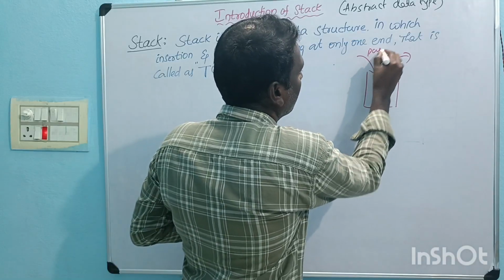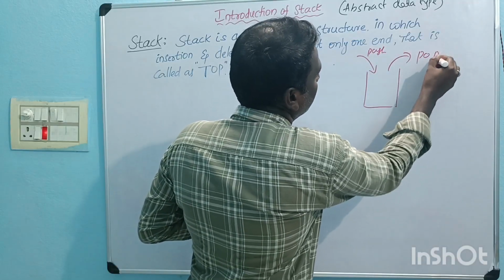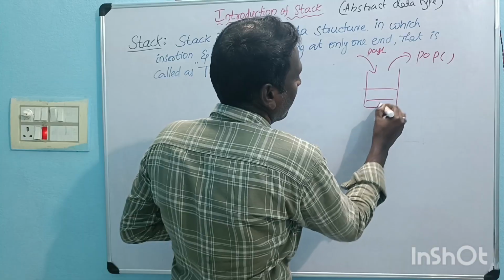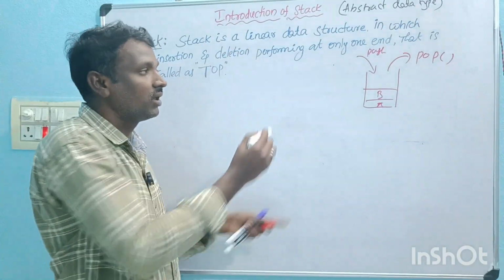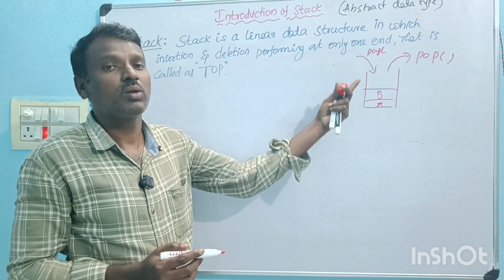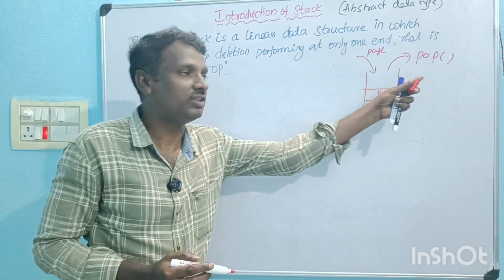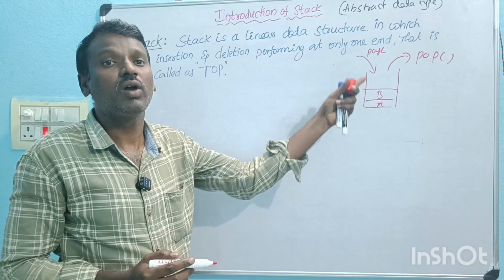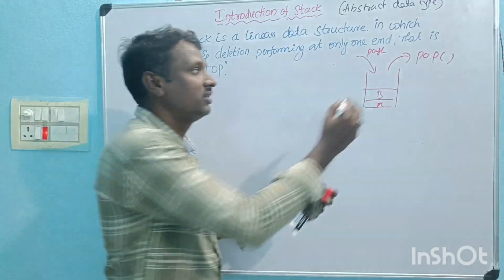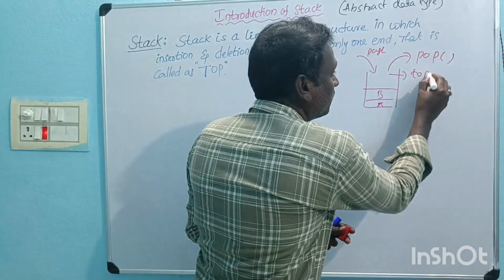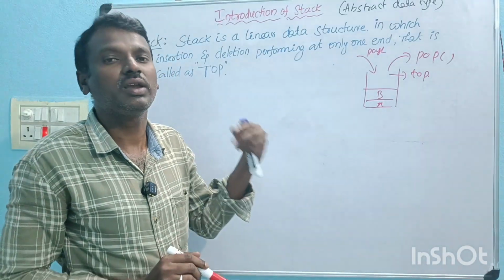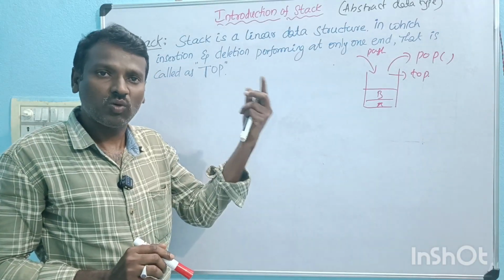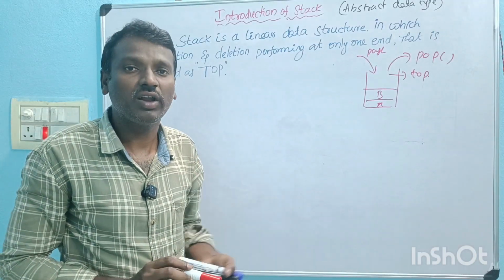This is push. This is pop. Push, pop. Based on the definition, both operations. What are the both operations? Insertion as well as deletion. So both are performed at one end. This is the top end. So that is what is followed by the stack. That is the condition of the stack, where we perform insertion as well as deletion at only a single end. That end is called the top.